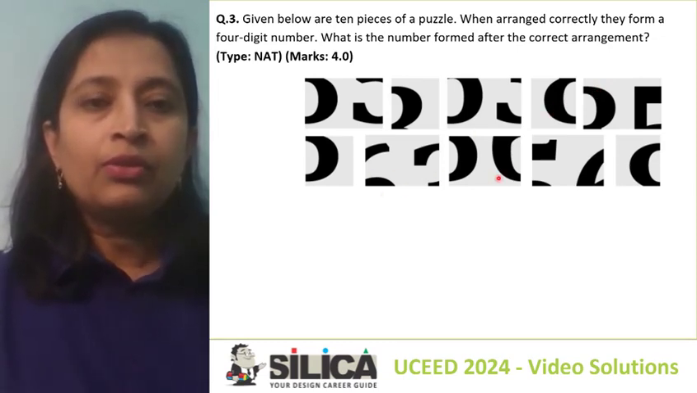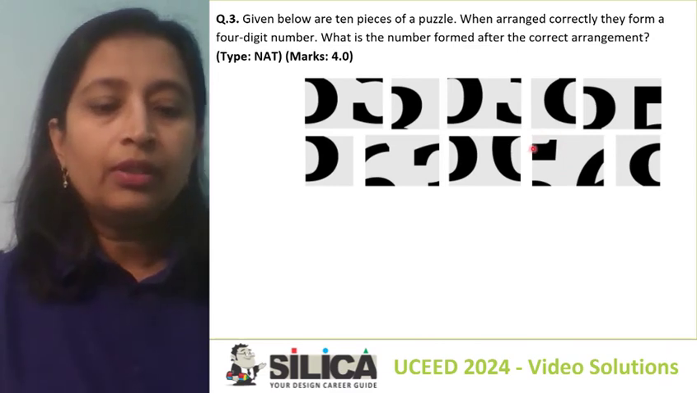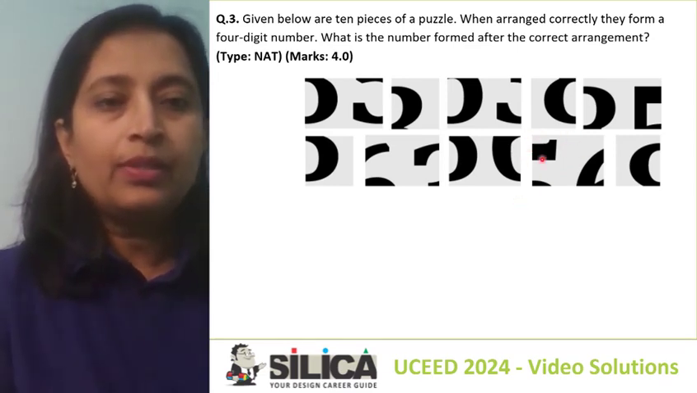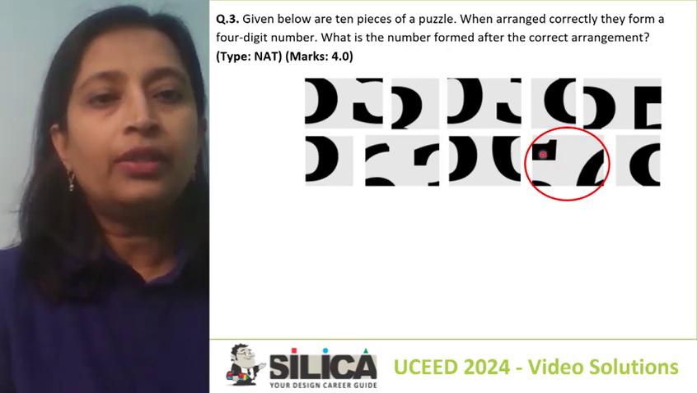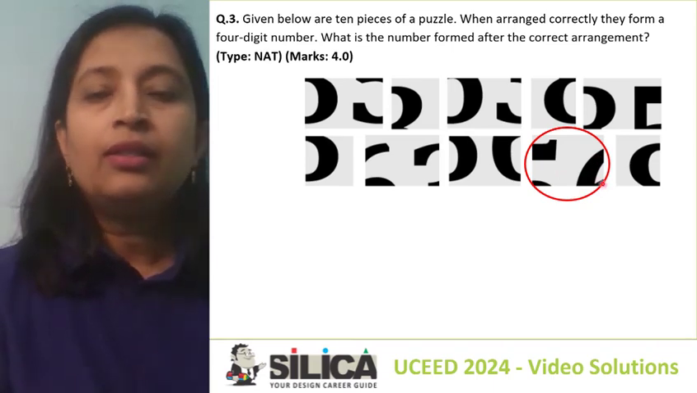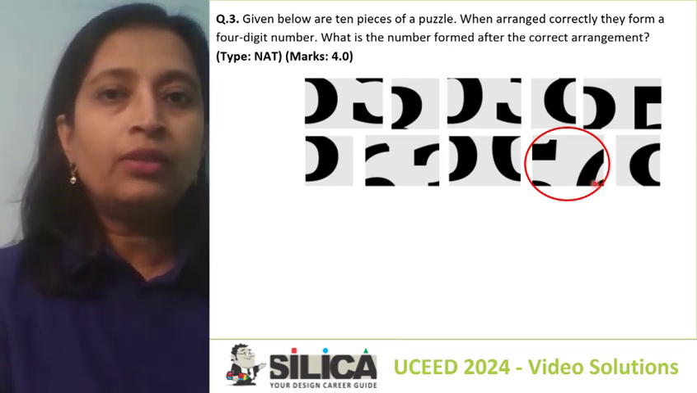Now coming to this question, let's look for some clues here. If you look at this piece of the puzzle, this looks like 5, because only in the 5, out of all the 10 digits, the shape is like this, right? This will be something like this. So this is 5 and this looks like 6. That means 5 and 6 are 2 of the digits out of 4 digits.